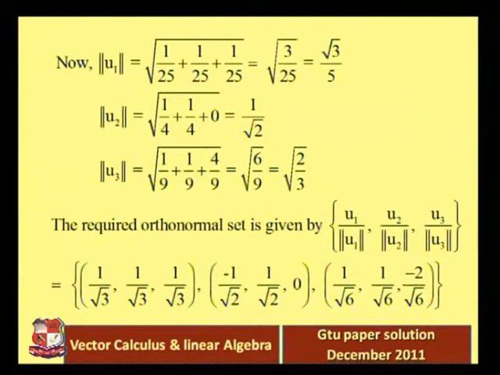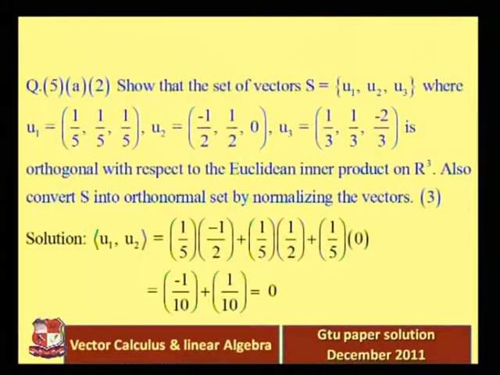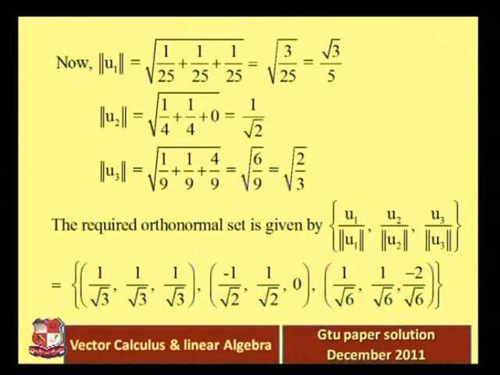So first of all we find the norm of each vector, that is norm u1. Now u1 is (1/5, 1/5, 1/5). If u1 is equal to (x1, x2, x3), then norm u1 is equal to the square root of x1 squared plus x2 squared plus x3 squared. So norm u1 is equal to the square root of 1/25 plus 1/25 plus 1/25, that is equal to the square root of 3/25, which is equal to root 3 by 5.